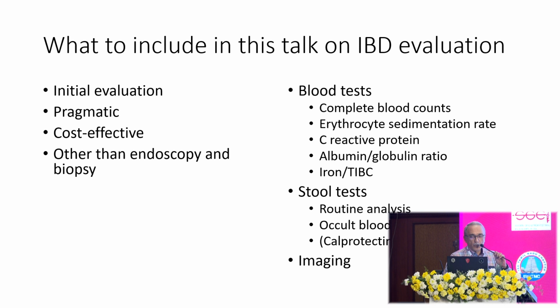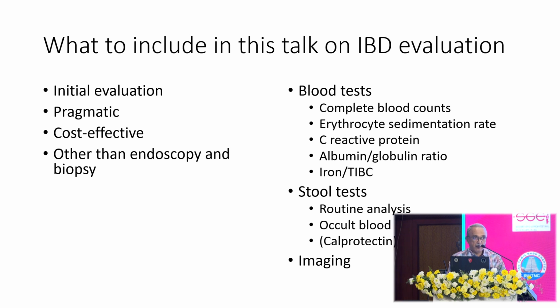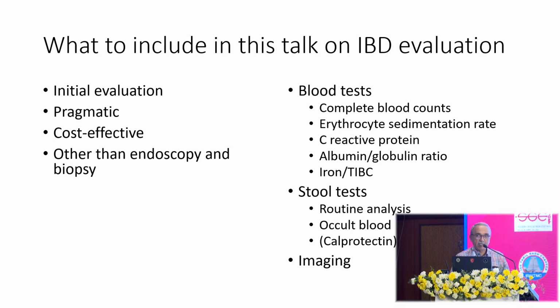So typically, this is what I would do. We have blood tests: complete blood counts, ESR, CRP, albumin globulin ratio. I'm talking about basics. I'm talking about the gastroenterologist who occasionally encounters a patient with IBD. Albumin globulin ratio, iron and total iron binding capacity. These are my favorites. Stool test, stool routine analysis, fecal occult blood is extremely important from my point of view. Calprotectin I use sparingly, we'll talk about that a little more. And again, we are talking about initial evaluation, I'm not talking about follow-up here.